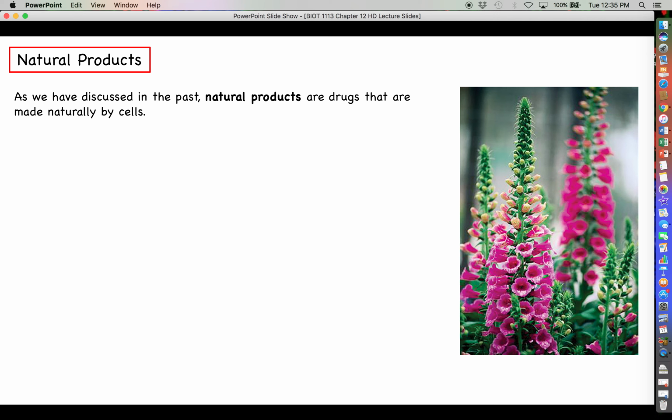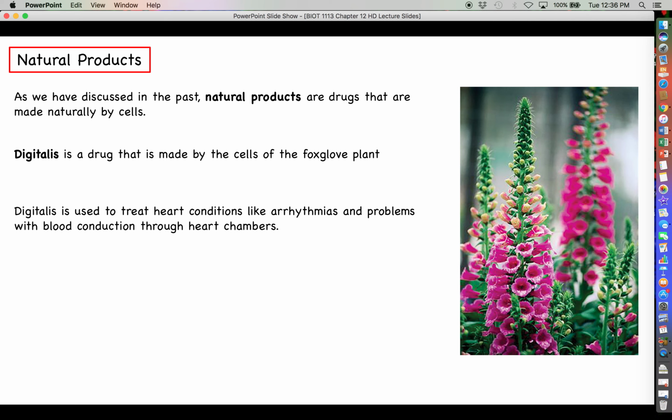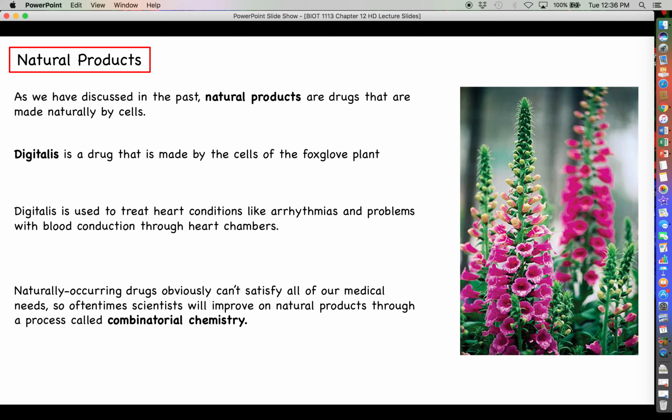Alright, so let's round out this discussion by reintroducing the idea of natural products. Natural products are just drugs that are made naturally by cells, and they occur naturally in nature, as the name suggests. So one example that we have not introduced before is a drug called digitalis. Digitalis is a drug that is made by the cells of the foxglove plant, which you can see right here. Digitalis is very useful because it can be used to treat a number of different heart conditions like arrhythmias, problems with electrical conduction in the heart, and then also problems with getting blood to flow from chamber to chamber as well.